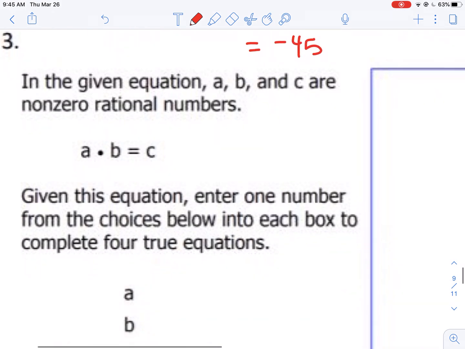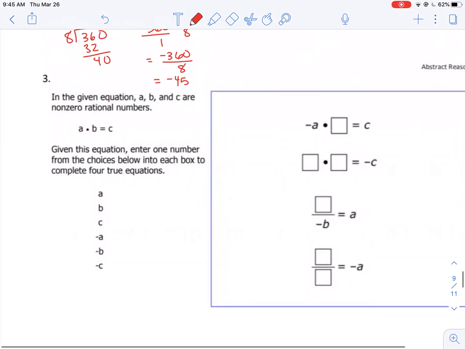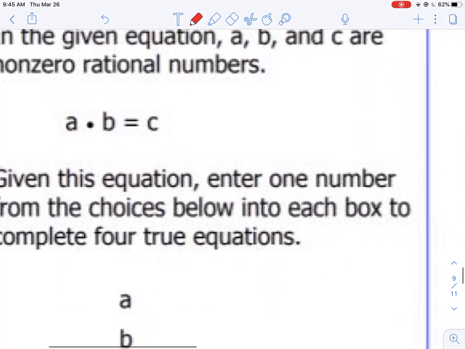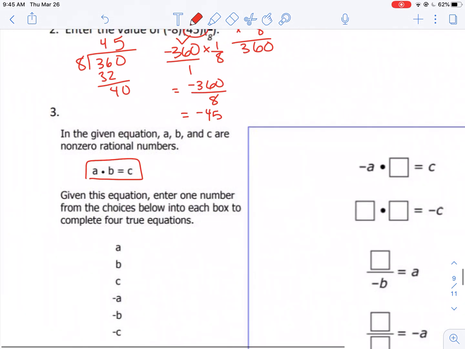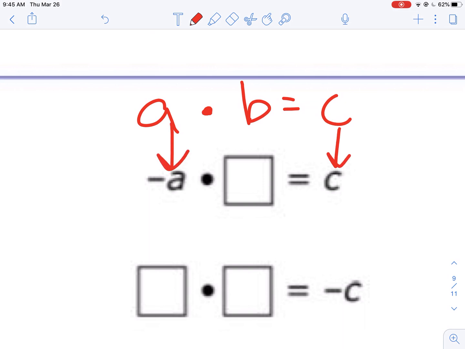Okay. In the given equation, A, B, and C are non-zero rational numbers. A times B equals C. Given this equation, enter one number from the choices below into each box to complete 4 true equations. And you have all these different options. Okay, so it's basically saying you know that A times B equals C, and you have to follow that rule to make the rest of them true. Okay, what happens if C is still the same number, but you make A into a negative number? What has to happen to B?